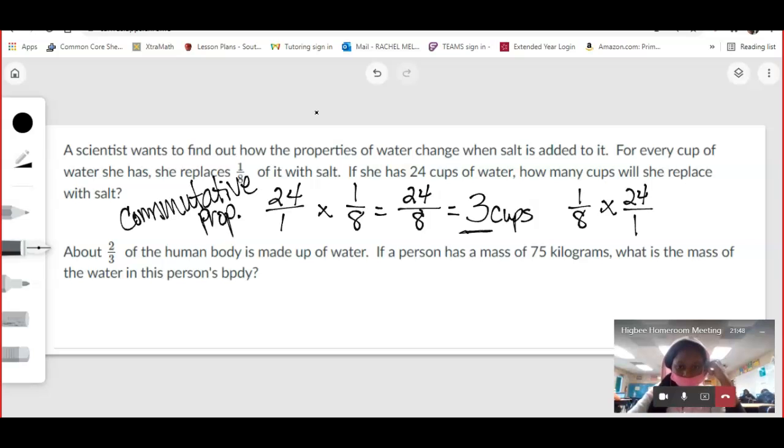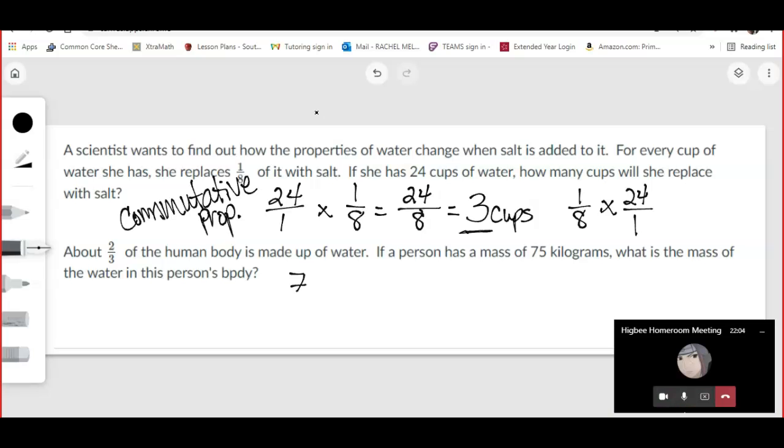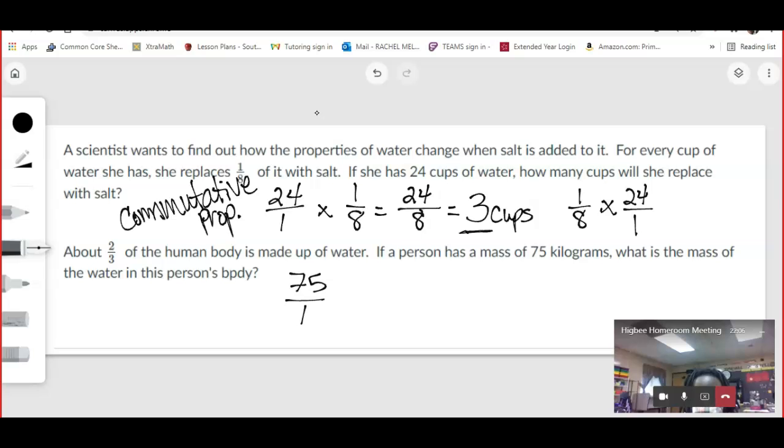Only 2 people can tell me what we need to do to solve this problem? That's a problem, guys. Antoine, is your audio working now? Okay. Turn the 75 into a fraction, the whole number. And then we multiply by 2/3. And 75 times 2.